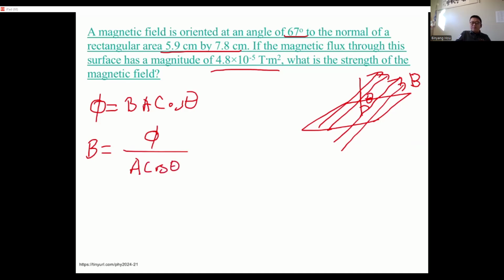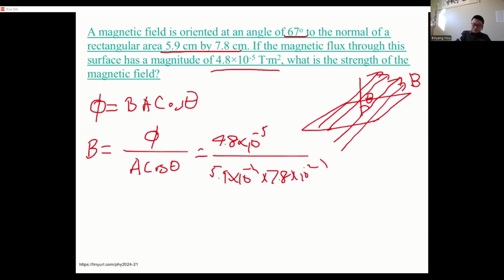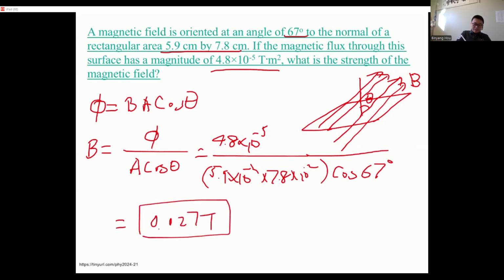The area is given by dimensions, and again, pay attention to the units given here. They are given in centimeters, so you want to convert them into meters, the SI unit. The flux given is 10 to the minus 5, already in SI units, divided by 5.9 times 10 to the negative 2, times 7.8 times 10 to the negative 2. That's your area, and then the cosine of 67 degrees. That will give you your B field as 0.027 Tesla.